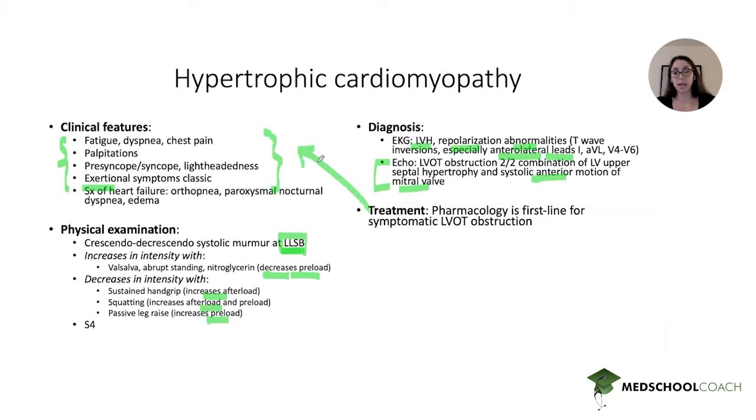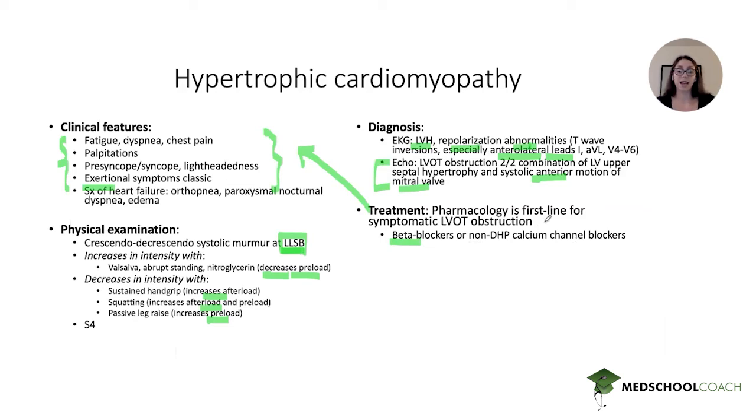And so the mainstay, the first line initial treatment is going to be a beta blocker or a non-DHP calcium channel blocker, for example, verapamil. So beta blocker is the best choice. If that's not available, a non-DHP calcium channel blocker.